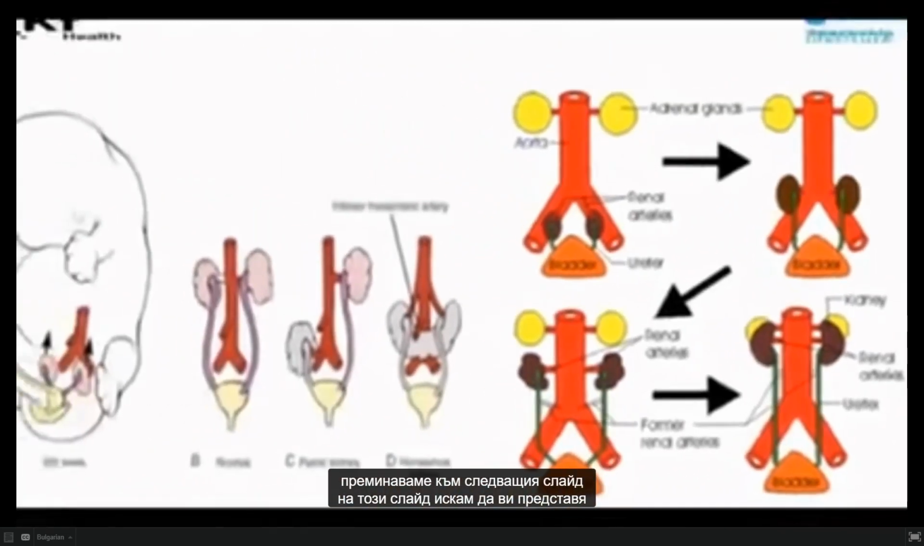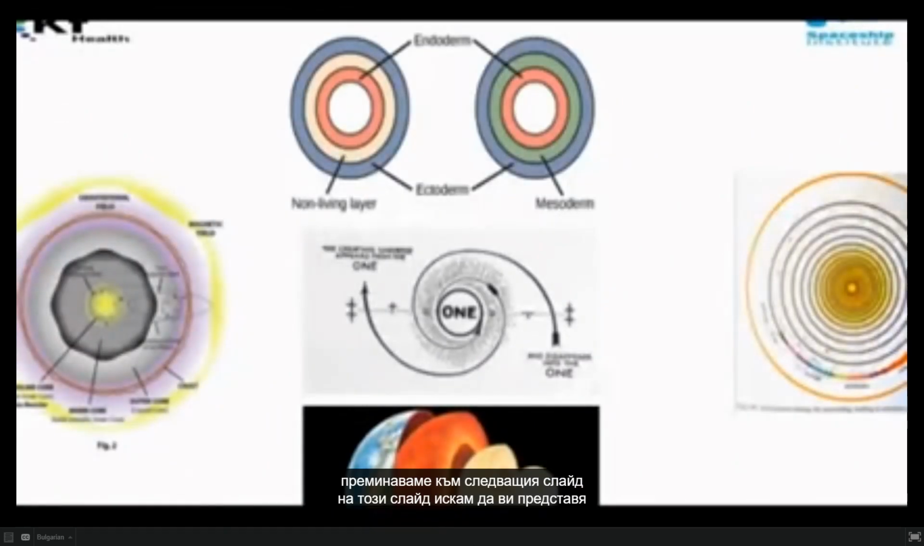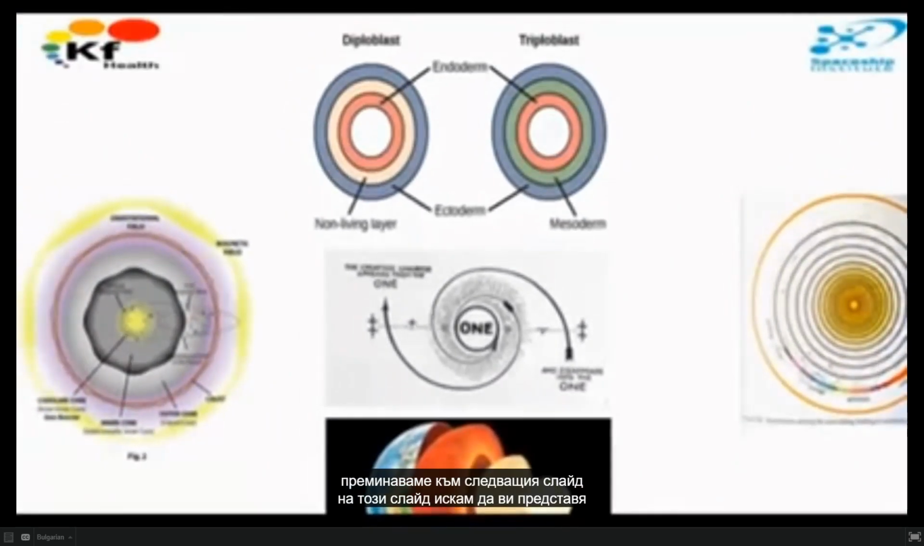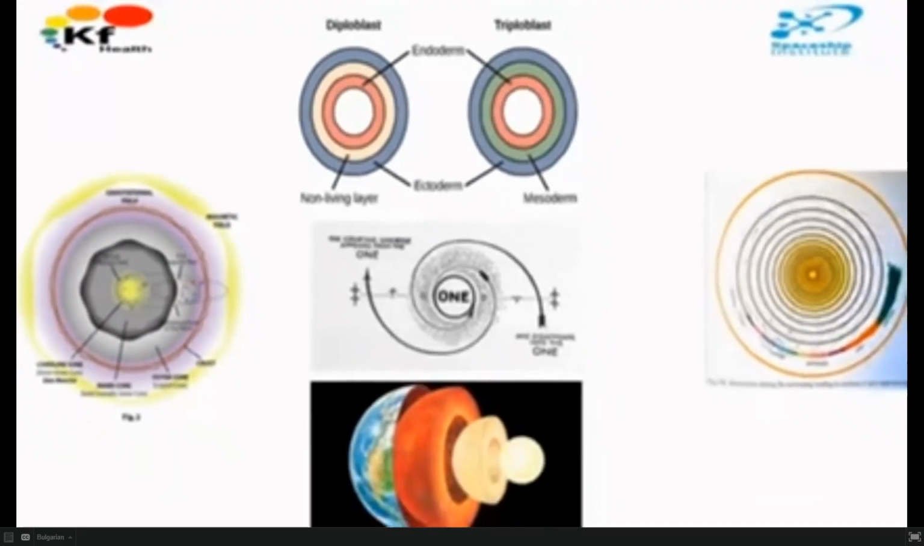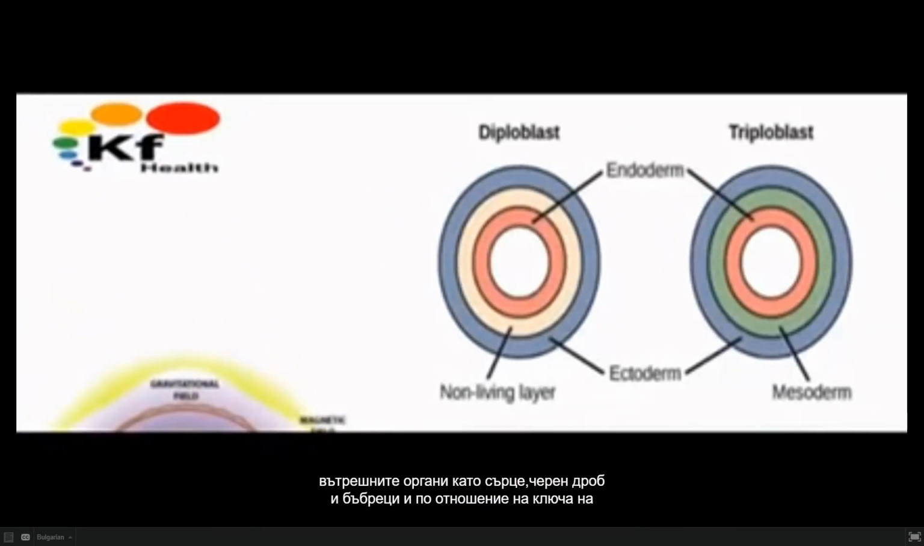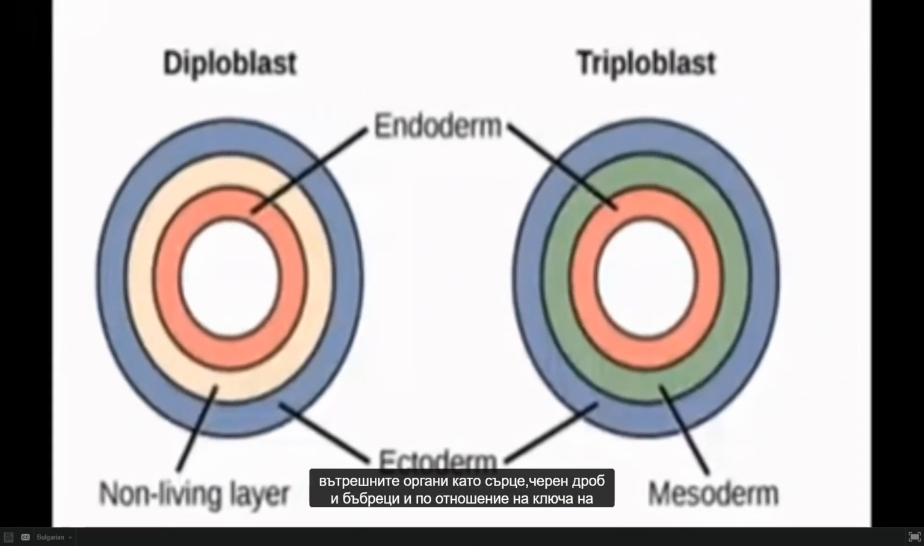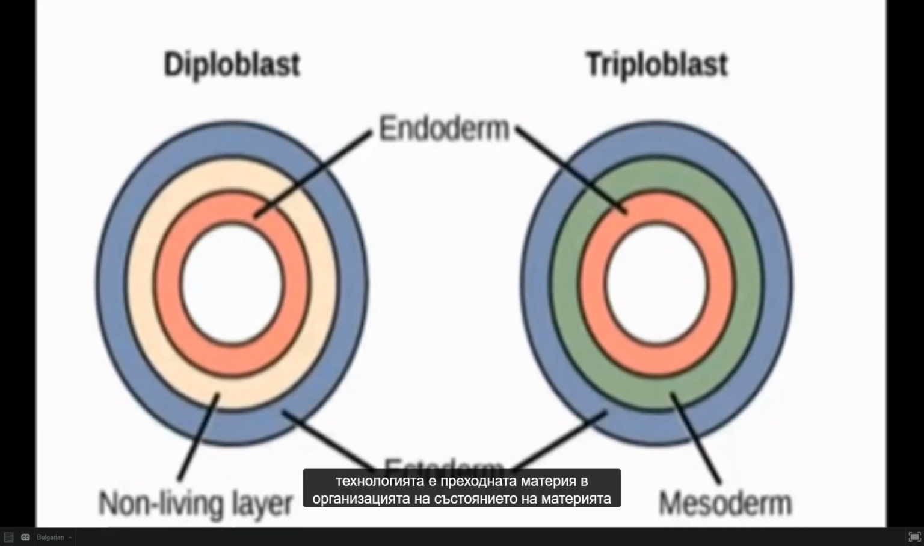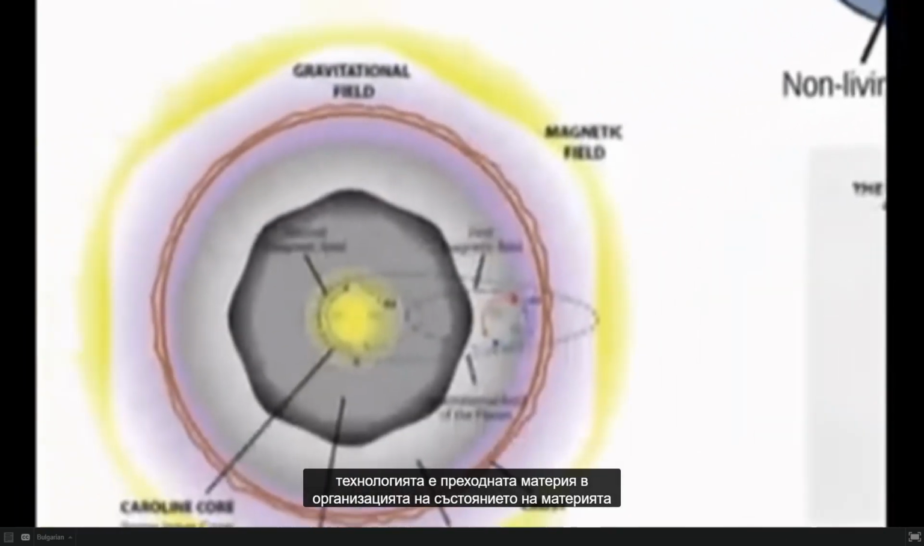Okay, then we go to the next slide, 8. On the 8th slide, I want to represent to you the similarity in the embryo state, how we get the 3 layering of ectoderm, mesoderm, and endoderm. From mesoderm originate all the internal organs like the heart, liver, kidney. And regarding the Kiev technology, this is the transitional matter in the organization of state of matter.